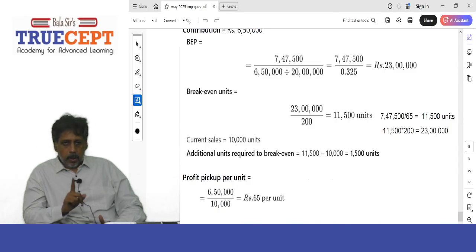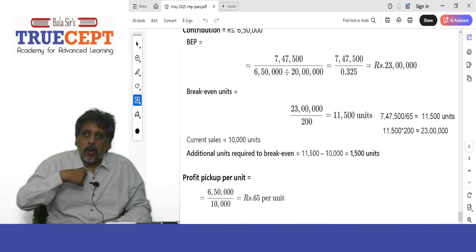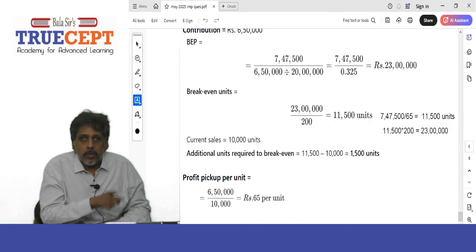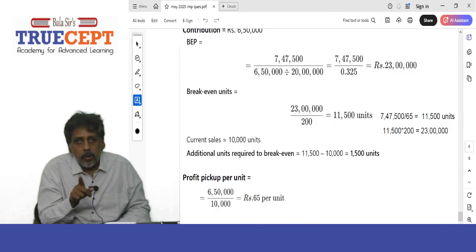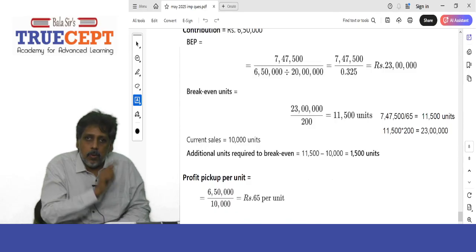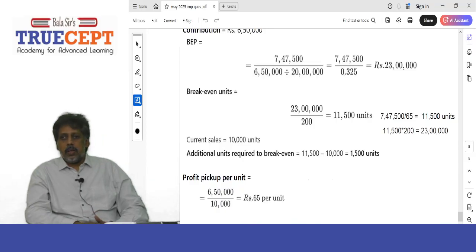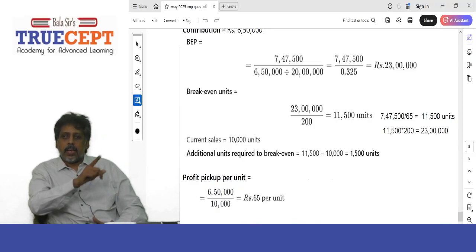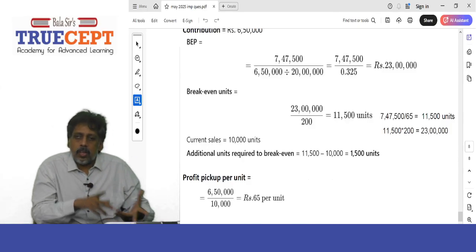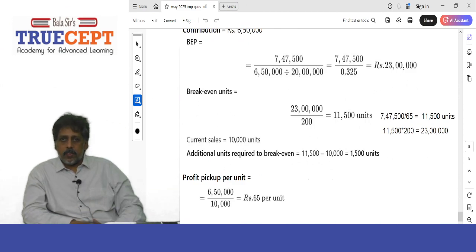Remember, this will happen even after break-even. Suppose you sell 13,000 units, you will make a profit of rupees 65 per unit above break-even. Always remember the profit pickup per unit above break-even will be the same as the contribution per unit. I can prove that also. Take a calculator. Let's say you sell 13,000 units. What is 13,000 into rupees 65?